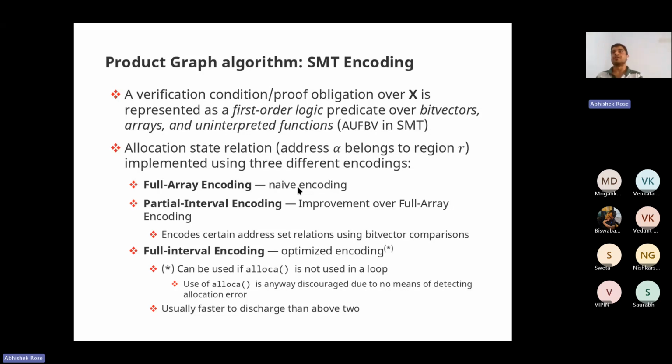And then we have a full interval encoding, which is an optimized encoding, and it is only possible if certain program shape is available. For example, it cannot be used if alloca is present in a loop. Alloca is a niche construct that is not even in the C standard. So essentially, you can always do full interval encoding for most practical programs. And full interval encoding does not use arrays, so it is usually much faster to discharge than the other two encodings.